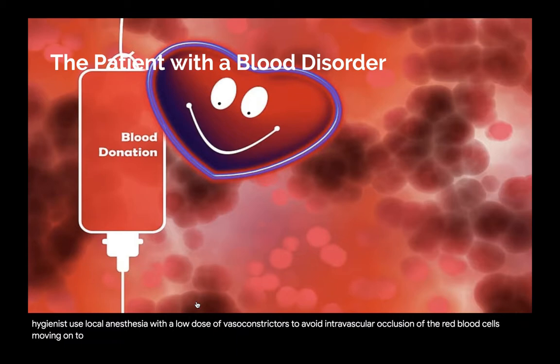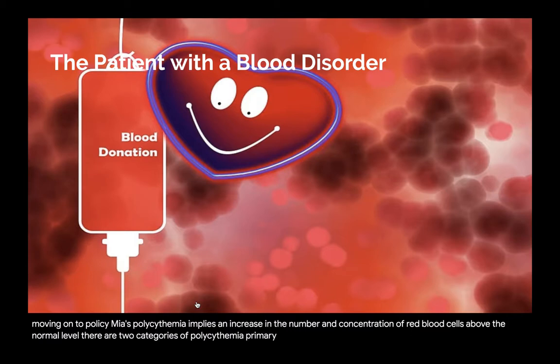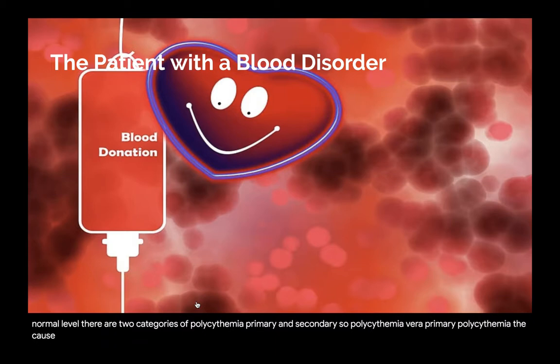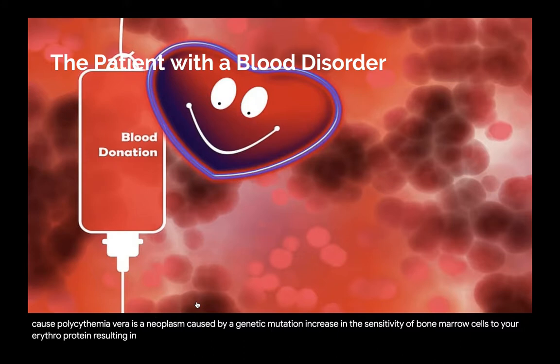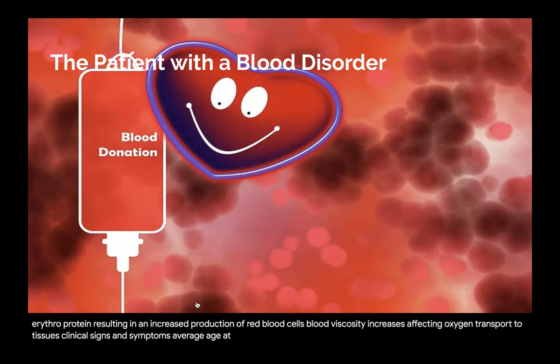Moving on to polycythemias. Polycythemia implies an increase in the number and concentration of red blood cells above the normal level. There are two categories of polycythemia, primary and secondary. So, polycythemia vera, primary polycythemia. The cause: polycythemia vera is a neoplasm caused by a genetic mutation increasing the sensitivity of bone marrow cells to erythropoietin, resulting in an increased production of red blood cells. Blood viscosity increases, affecting oxygen transport to tissues. Clinical signs and symptoms: average age at diagnosis is 60 years.